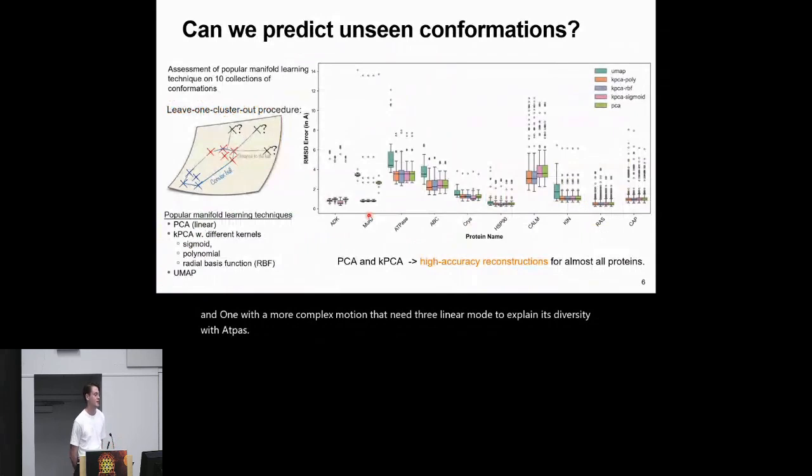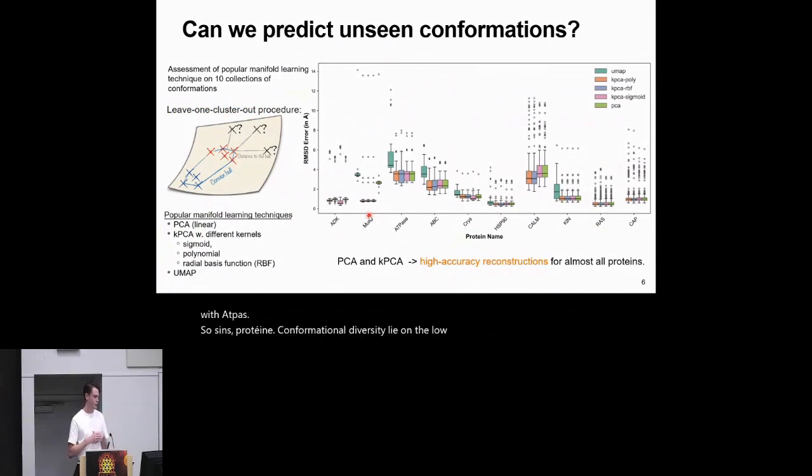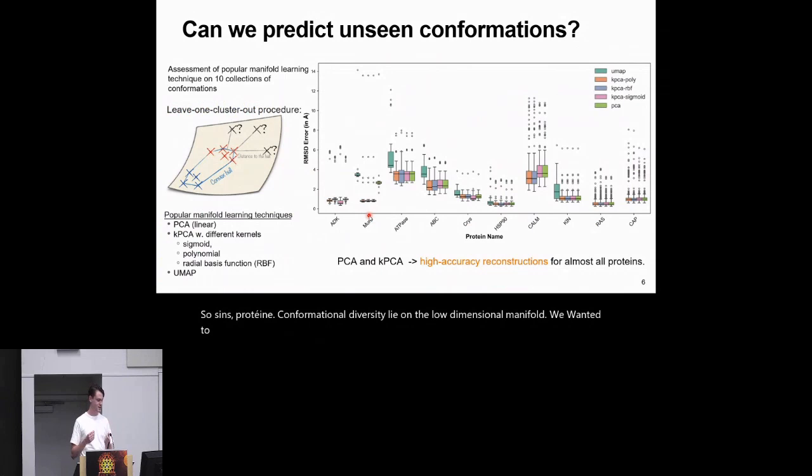So since protein conformational diversity lies on a low-dimensional manifold, we wanted to assess the capacity of popular manifold learning techniques in the task of reconstructing unseen protein structures from a low-dimensional space. So we have selected three different manifold learning techniques. The first one is principal component analysis.